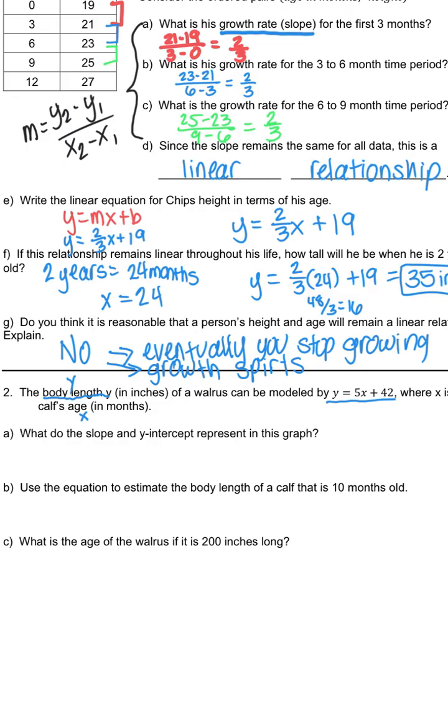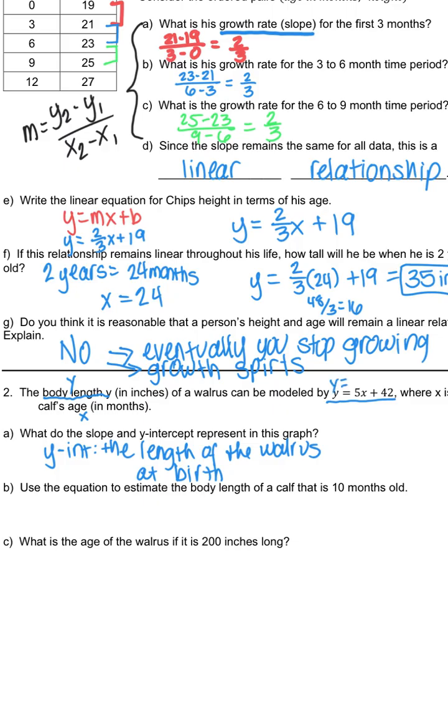Well, let me get my colors back up here. Okay, we have the y-intercept here. So our y-intercept is the length of the walrus at the time of birth. So the length of the walrus at birth. And then we have our slope. So that 42 was the length that he was when he was born. And also this 5, well, that is our slope, right?